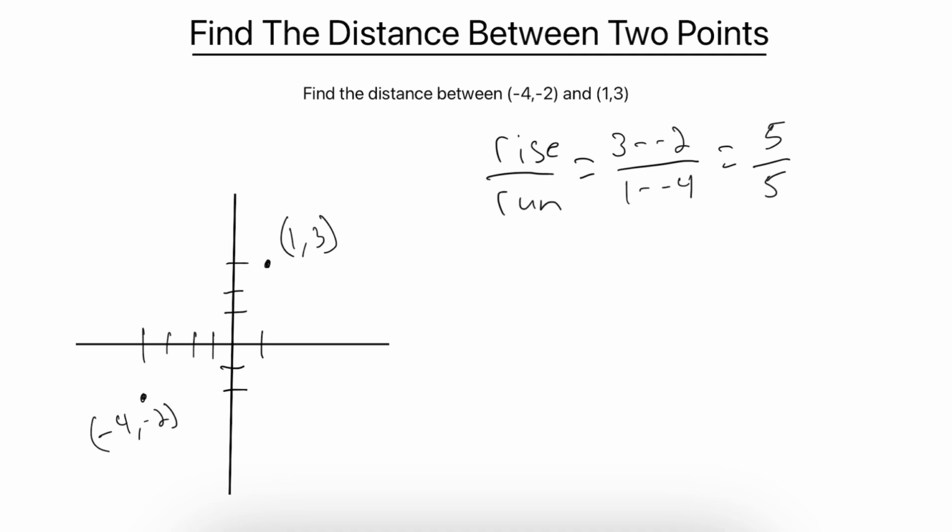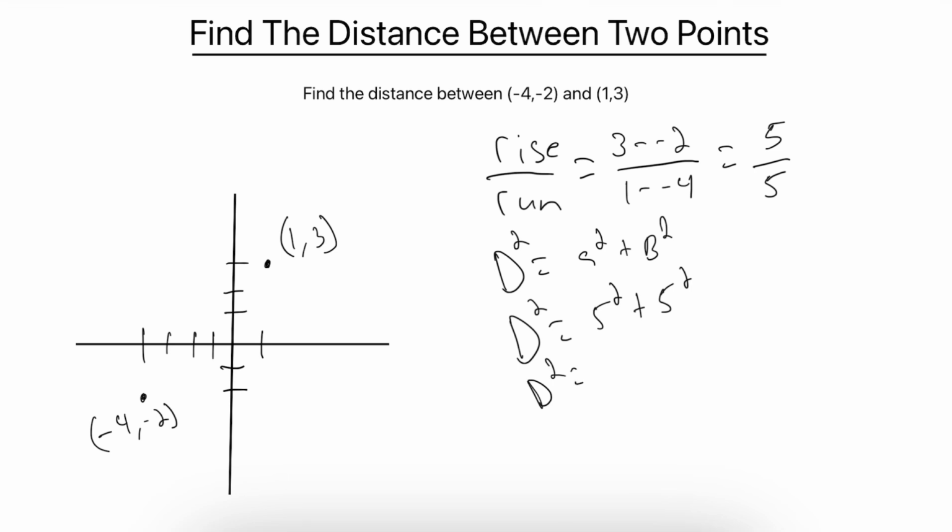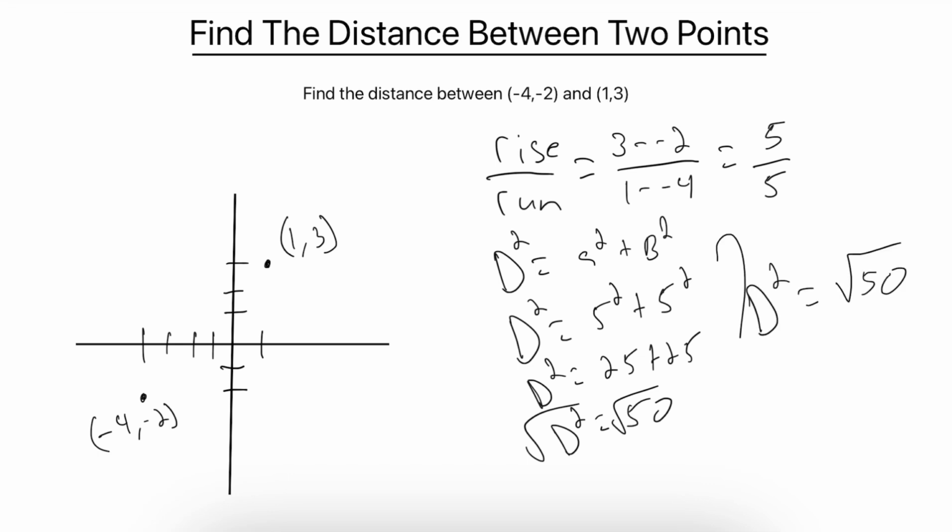So now we're going to use the Pythagorean theorem to find the distance between the 2 points. So d equals rise, or a, we'll call rise a and run b. So a squared plus b squared. So d squared equals 5 squared plus 5 squared. D squared equals 25 plus 25. D squared equals 50. So we'll square root both sides, and our final answer is d equals the square root of 50.